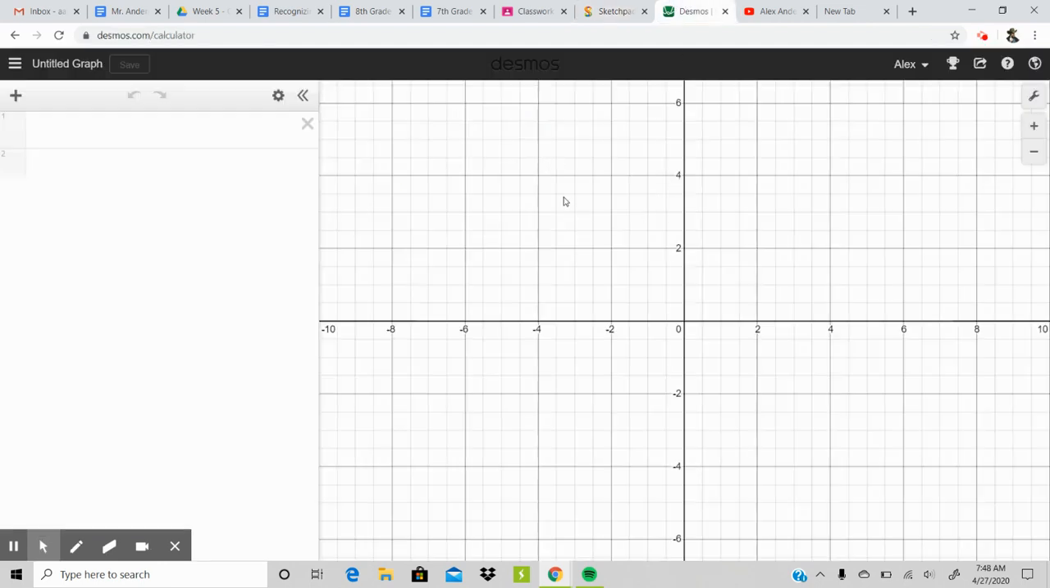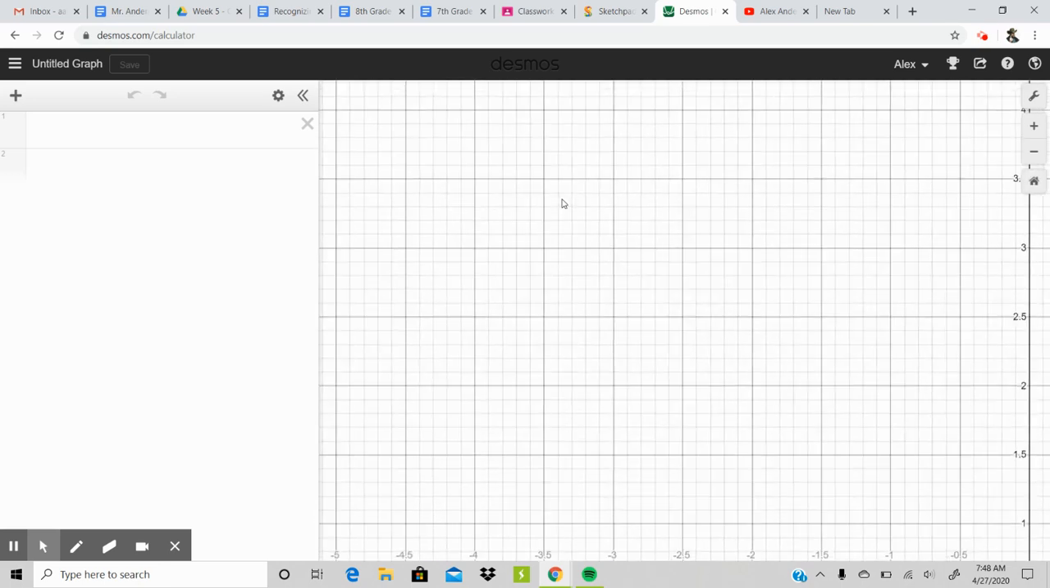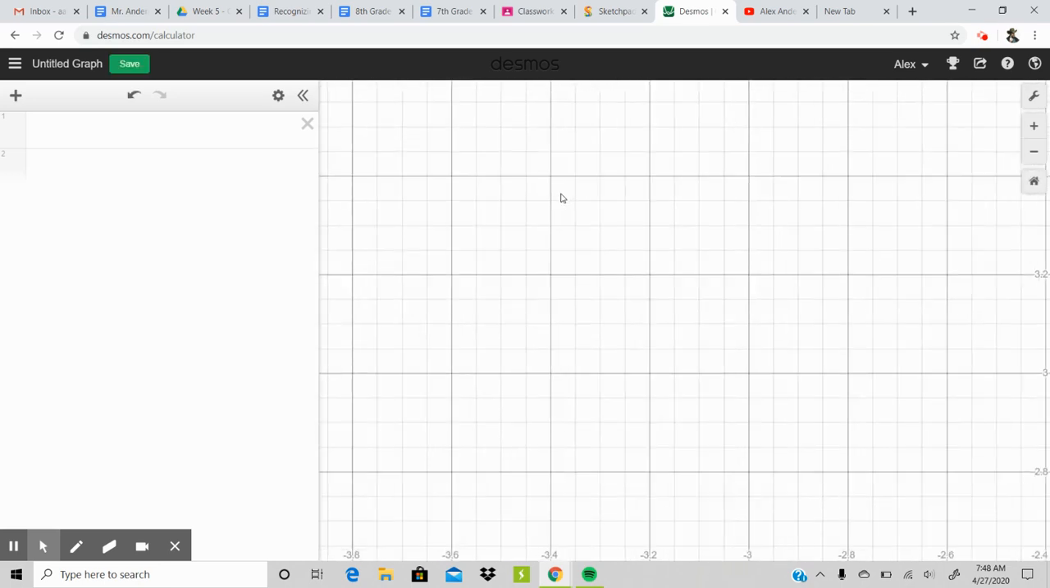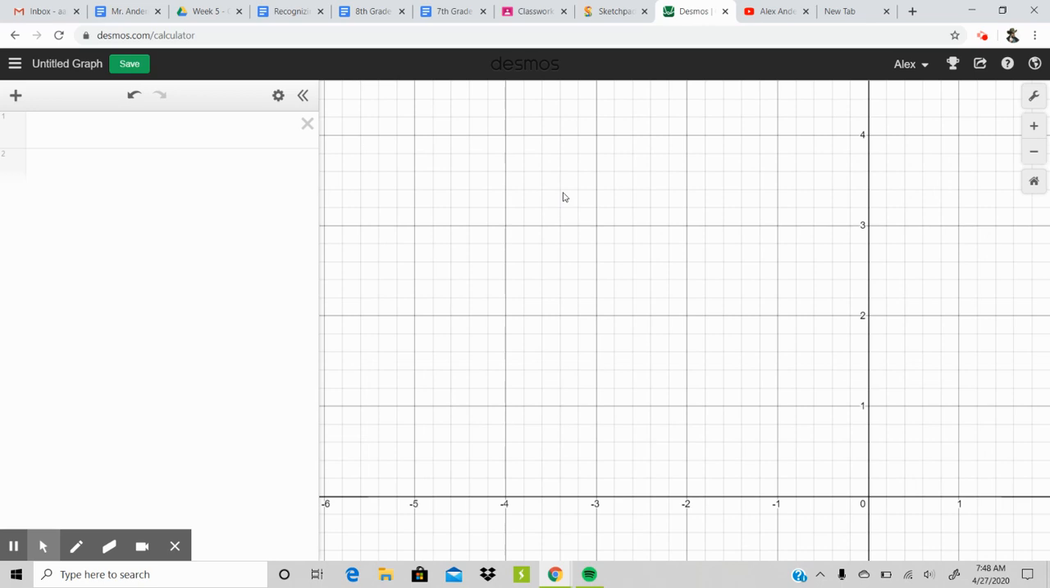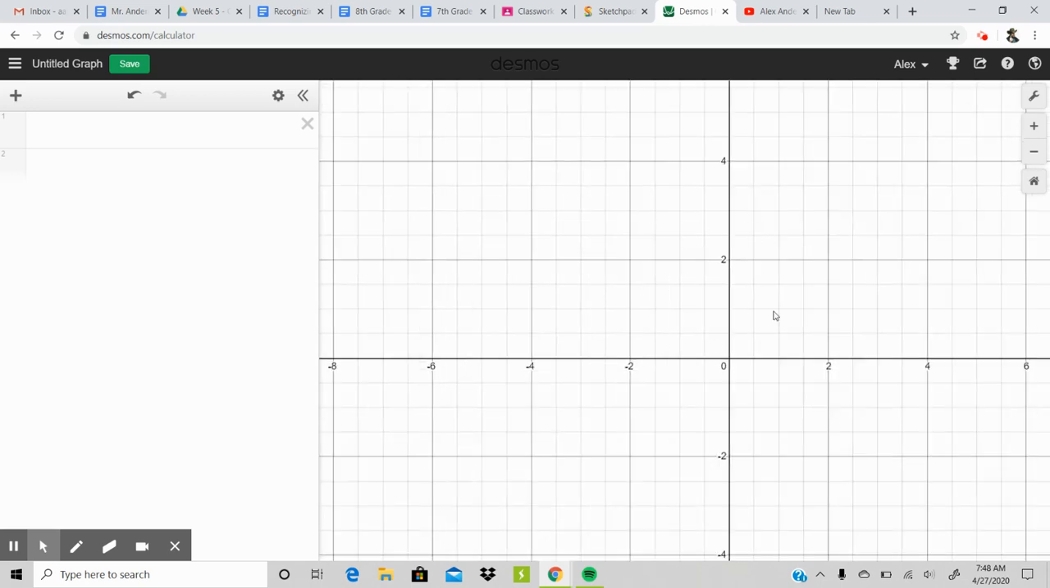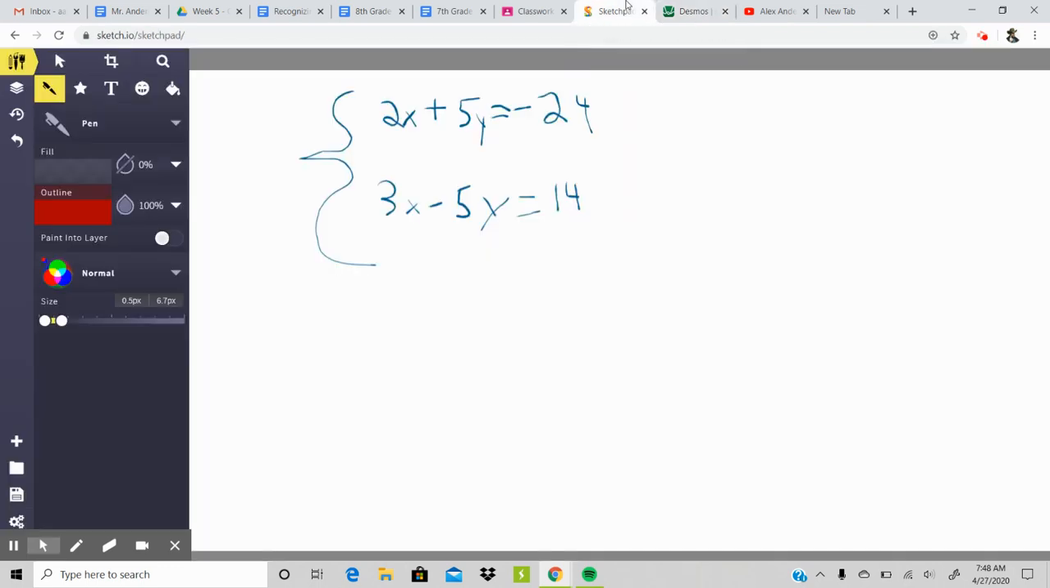Like if, let's say, the graphs intersected right here, we would have to do some guesswork on what the coordinates were for that point. So they don't always land on a nice ordered pair like they have been. That's just to give you a little reasoning as to why I'm teaching you these other strategies for systems of equations. And this week is going to be all about elimination.